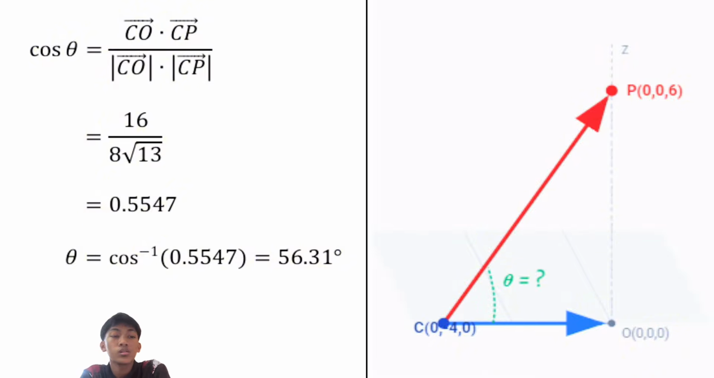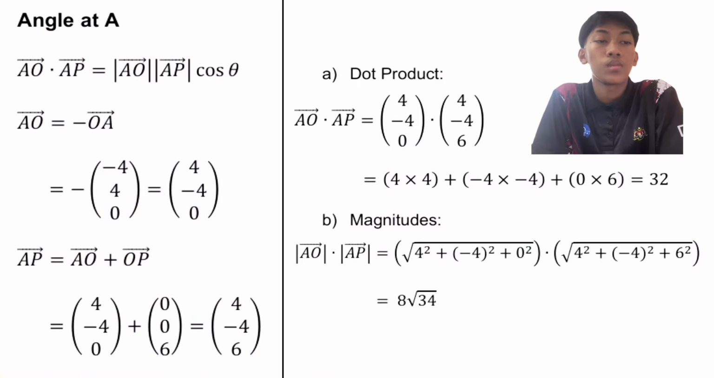And then we can transform the formula to find the angle theta. So we get cos theta is equal to the dot product divided by the product of magnitudes. So we just substitute the answer that we have discussed just now. So we get 0.5547. So theta is equal to arccos 0.5547. So we get 56.31 degrees.